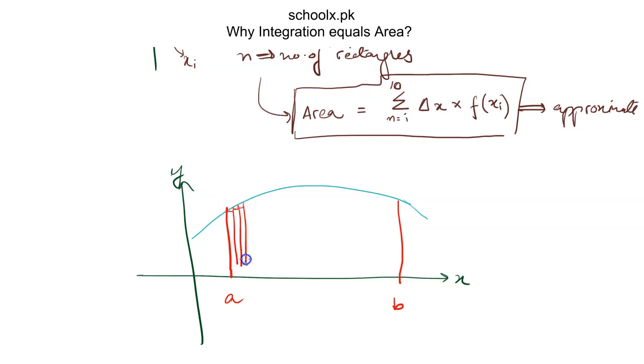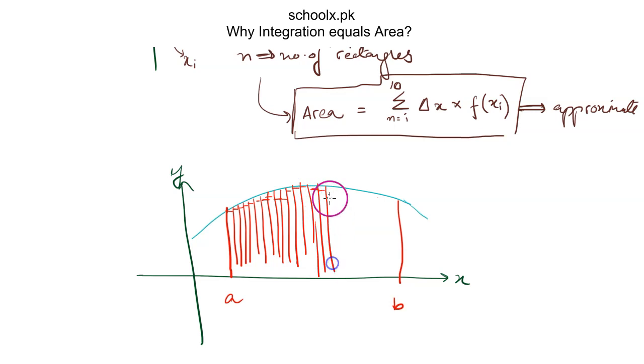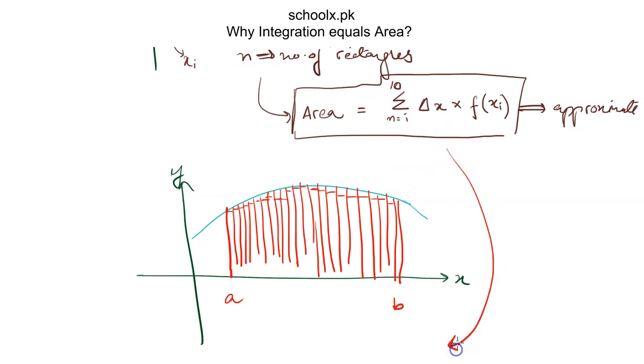So you can see that the more the number of rectangles, but all the rectangles must have the same width. Their heights are different, but all the rectangles must have the same width. The more the number of rectangles, the better our approximate area will be. Our answer will be closer to the actual area under the curve. So how about I do this?